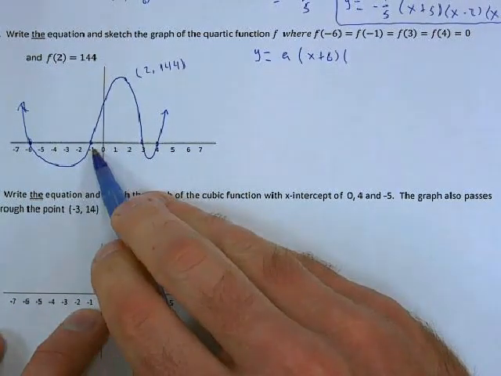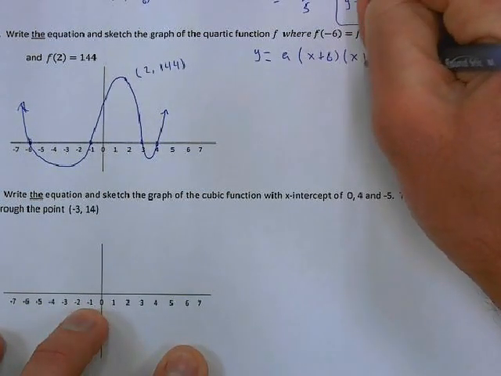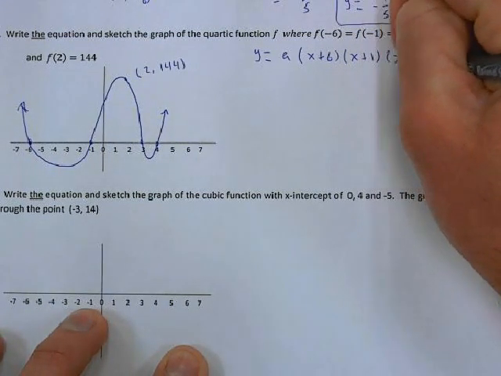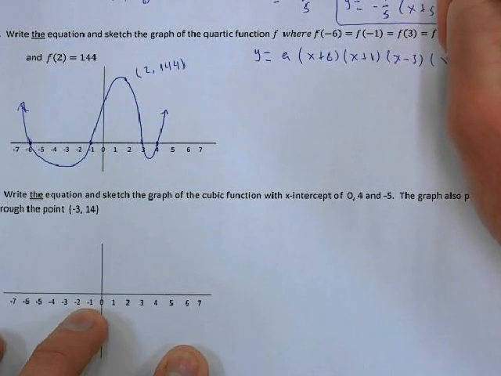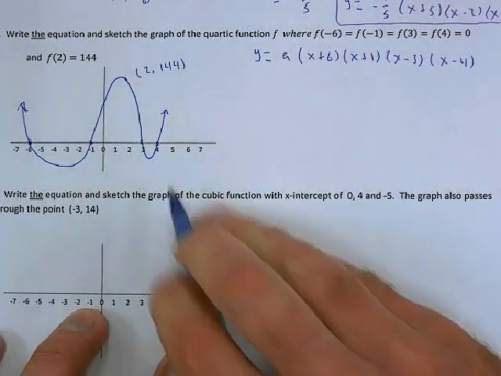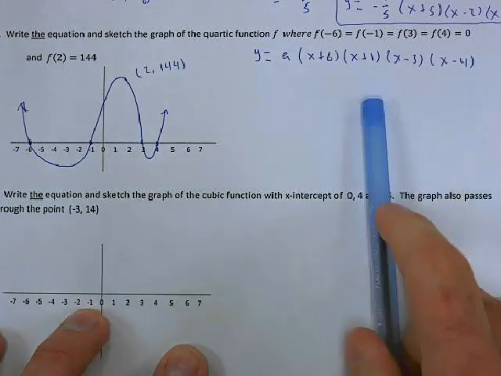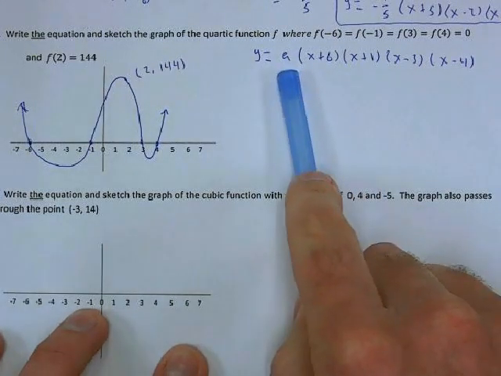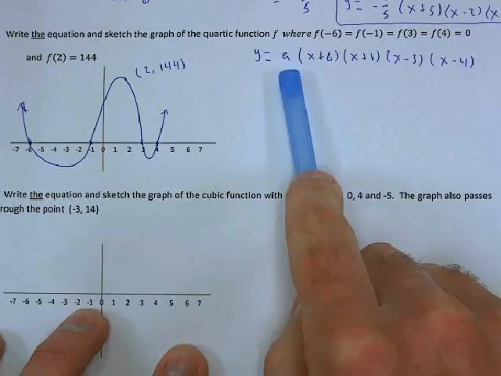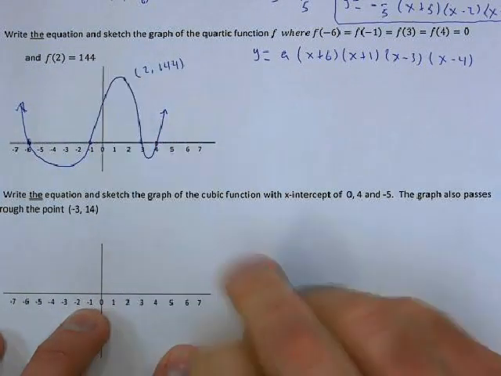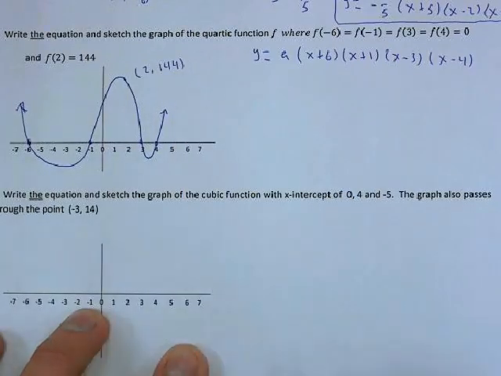I got to have x plus 1 to get -1 as an x-intercept. I got to have x minus 3 and x minus 4 to get these two values as well. Okay, next I want to solve for my a value. Well then I need to take a point on my graph that's not an x-intercept, so the only one we have is this one up here. And then I want to stick in x is 2, y is 144, and then solve for a. And then once I have a, I can stick it in here, and I'll have my equation.